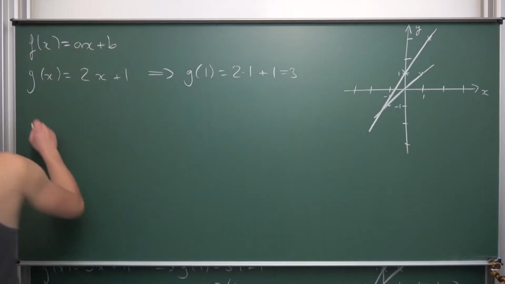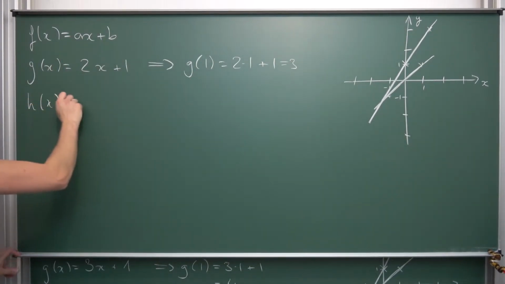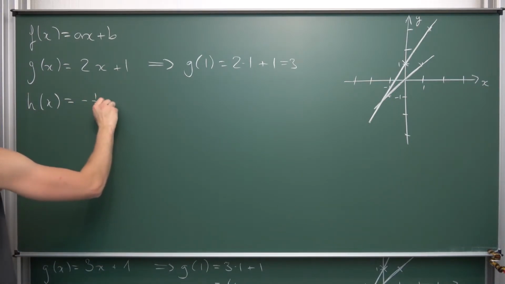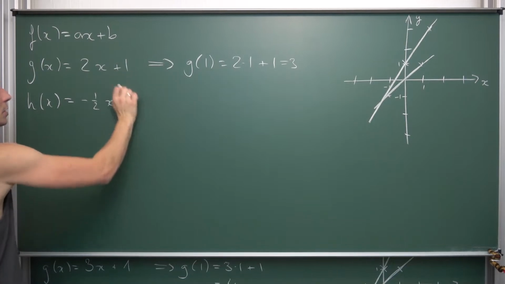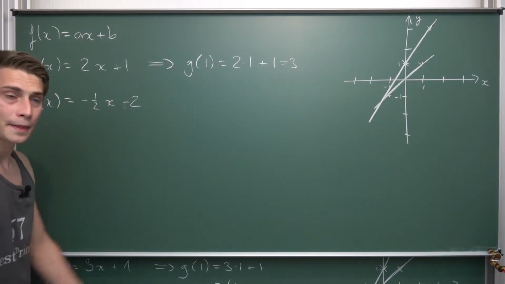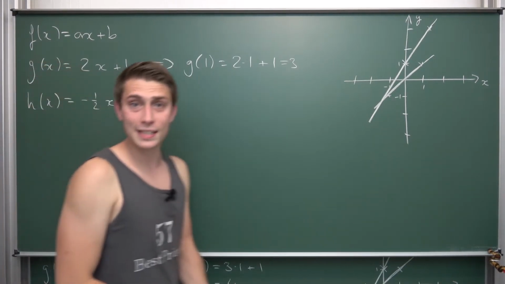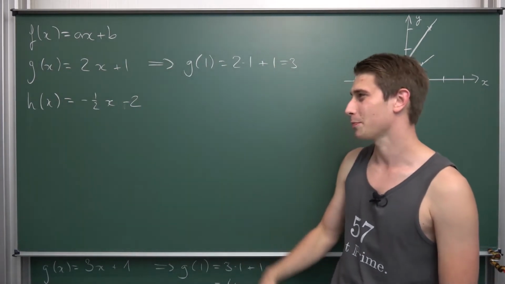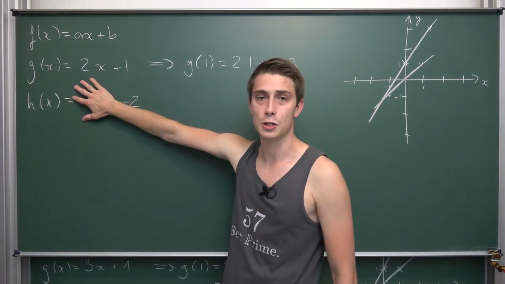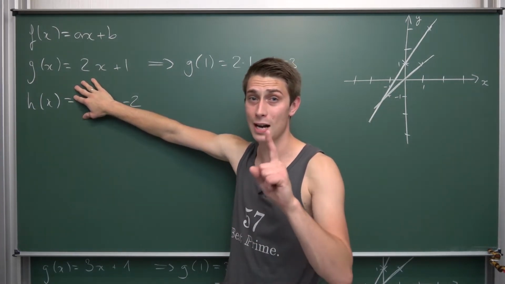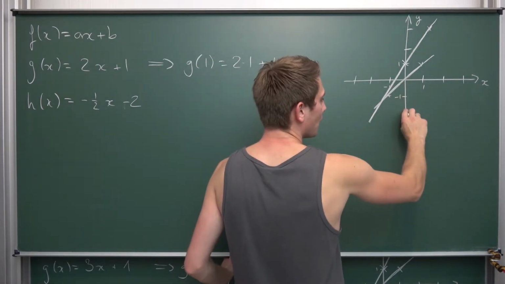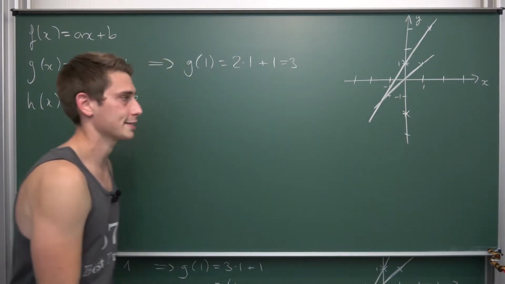Let us take a look at h of x. Now we are going to take a more spicy example, let's say negative 1/2 x plus, let's say, negative 2. This is what we are having here. Once again, at first we are going to create ourselves the easiest point that we can possibly find. Covering up the first part gives us negative 2 as being the y-intercept, meaning our linear function is going to cut exactly through negative 2 on the y-axis.